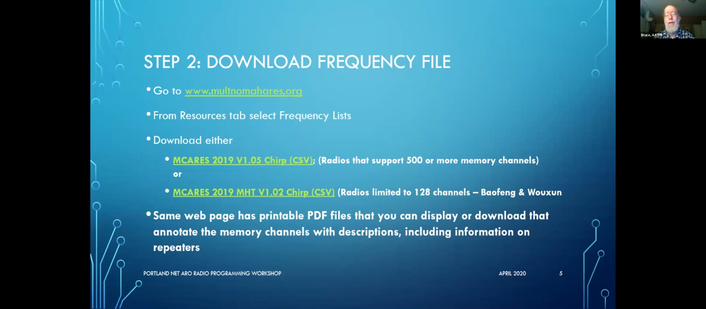One is it'll save you time, and the other is that the first 16 memory channels, or at least the first 14, are labeled MC1 for Multnomah County 1, Multnomah County 2. And a month later, when somebody says, let's all go to MC6, you'll know what they're talking about, and you'll go to location 6 on your radio, and you'll be in the same place as they are. If you put that same information in location 12, and they say, let's go to MC6, you may go to the wrong place.